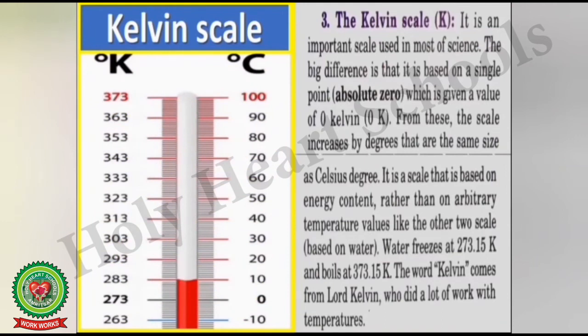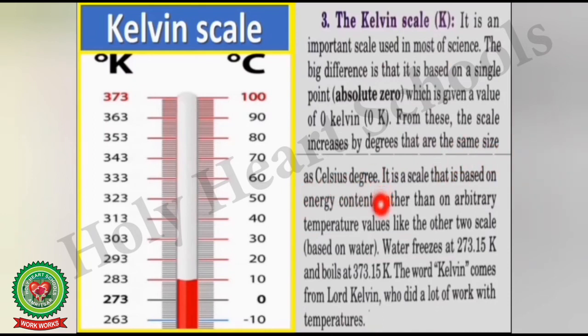The Kelvin scale. It is an important scale used in most of science. Students, let me tell you that Kelvin is the SI unit of temperature. The big difference is that it is based on a single point, absolute zero. Students, absolute zero is the lowest possible temperature where no heat energy remains in the substance, which is given a value of 0 Kelvin in this scale. From these, the scale increases by degrees that are the same size as Celsius degrees.